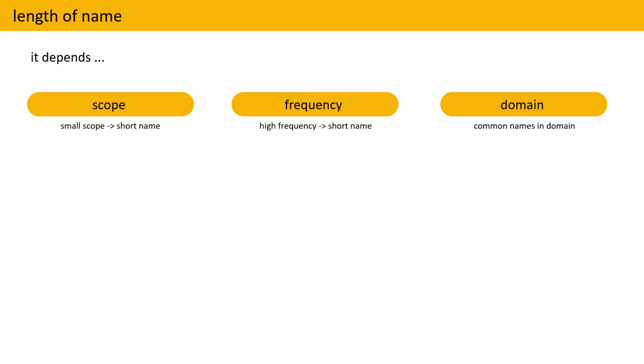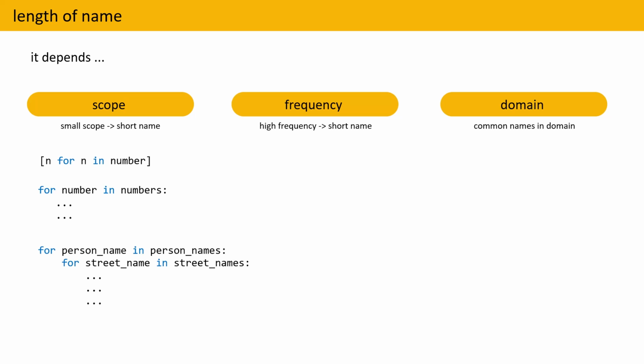If the scope is very small, for instance within a list comprehension, the variable name can be very short, just a single letter. There is no danger to forget its meaning or to confuse it with other names due to the limited scope. With increasing scope, the names generally become longer to avoid potential conflicts or confusion. Here, a longer variable name within a for loop, and even longer names for a nested for loop.